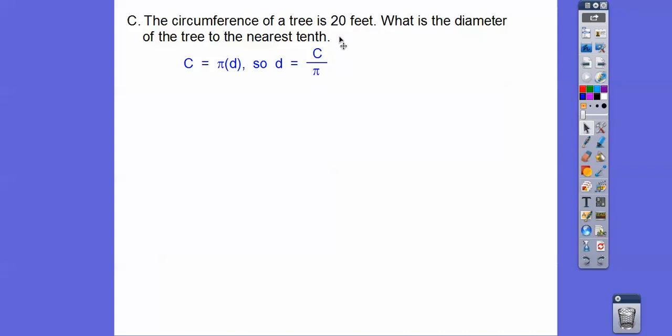Anyways, so I'm going to plug in 20 right here. I'm going to plug in 3.14 right there. Okay, and we get that, and so 20 divided by 3.14 is 6.4 feet. And if you want to know the radius, like Madeline did, we divide that by 2 and get 3.2 feet.